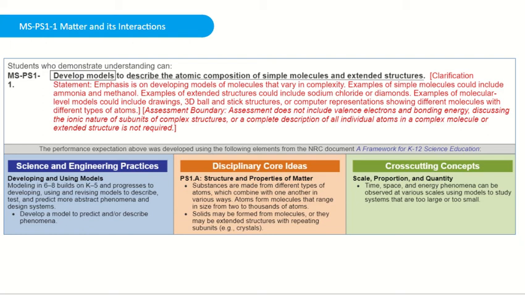Matter interactions MS-PS1-1 states students who demonstrate understanding can develop models to describe the atomic composition of simple molecules and extended structures. Our science and engineering practices involve developing and using models, disciplinary core ideas PS1.A, structures and properties of matter. The two forms of matter we're going to be talking about today are gas and liquids. Our cross-cutting concepts include scale, proportion, and quantity.